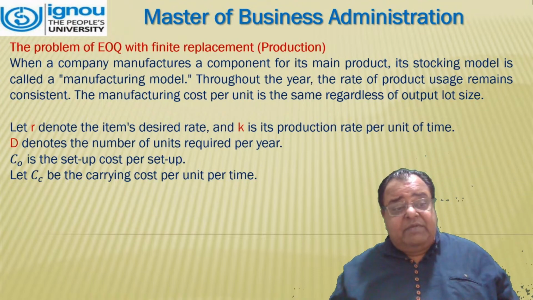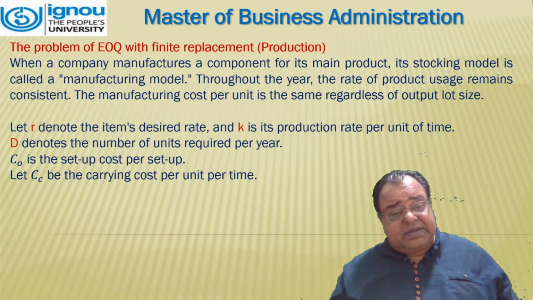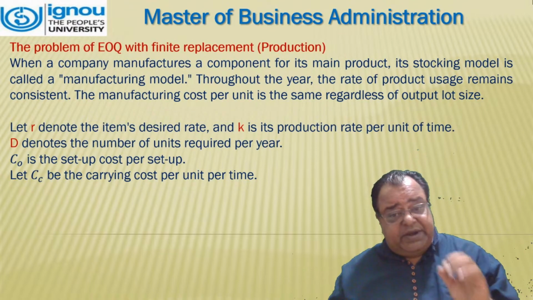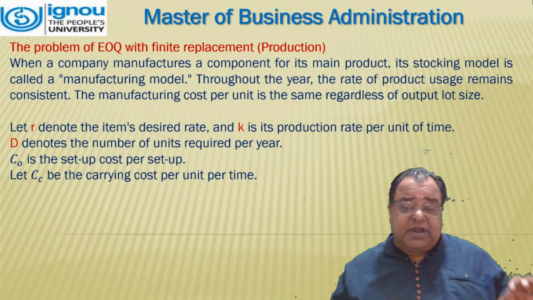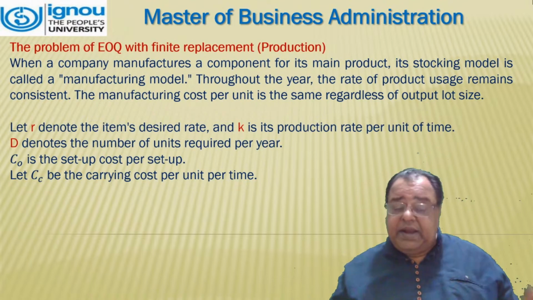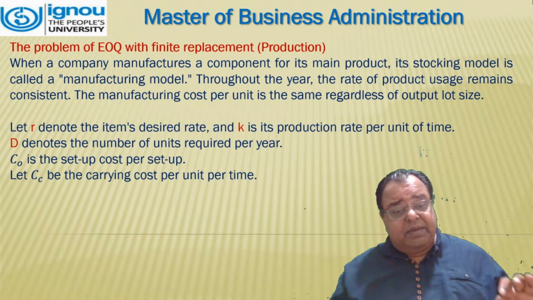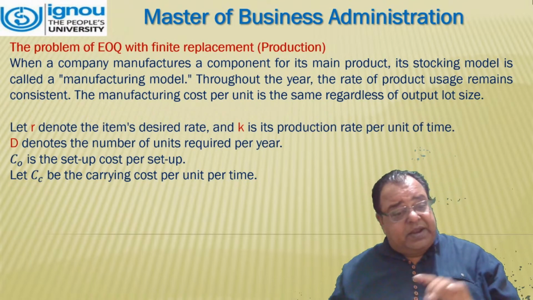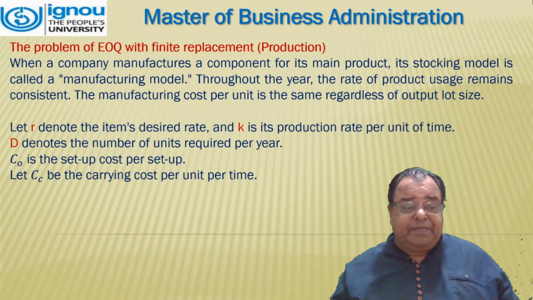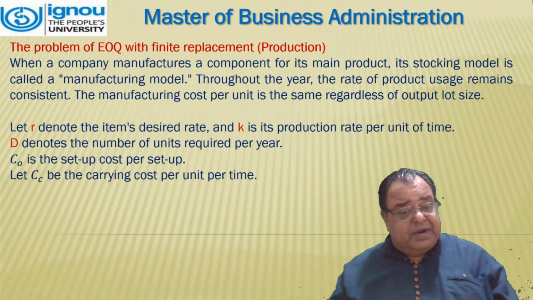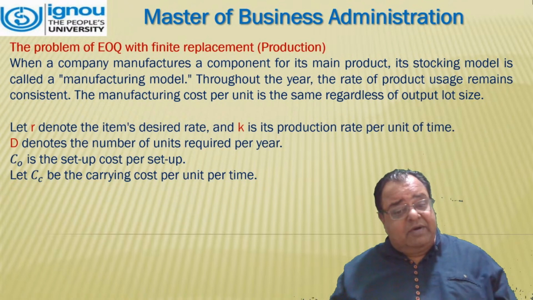Now here, we will denote R as the item's demand rate, and K is its production rate per unit of time. D denotes the demand, the number of units required per year. CO is the setup cost per setup, and CC is the carrying cost per unit time.